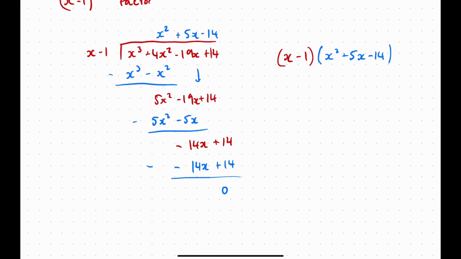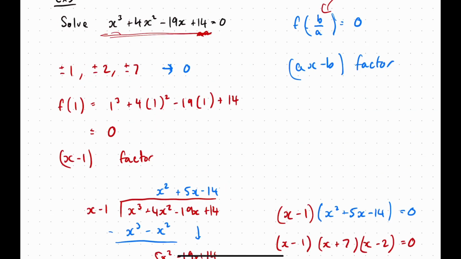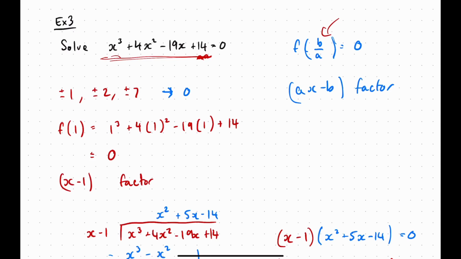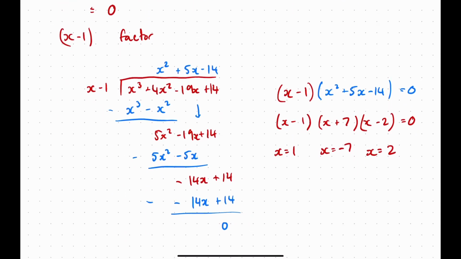Okay, this is not yet factorized and solved. Make it equal to 0. Because I need to now factorize my quadratic, but because it's quadratic, you factorize quadratics many a time, hopefully. So you get x minus 1, and these become 2 brackets, x and x, 2 numbers that multiply to make minus 14 and add to make 5, which is 7 and minus 2, equal to 0. That means that I've got the solutions x equals 1, x equals minus 7, and x is equal to 2. Those are my solutions for solving x cubed plus 4x squared minus 19x plus 14. So that's using long division here.